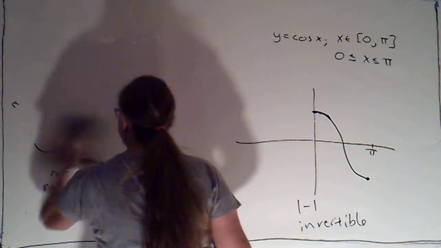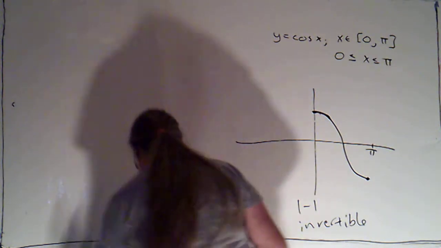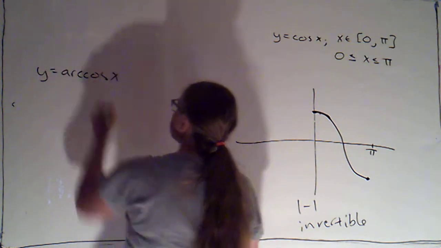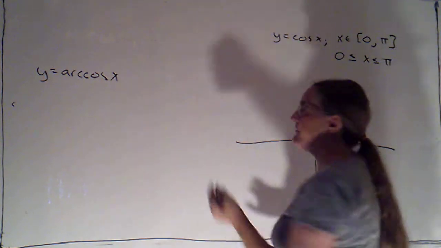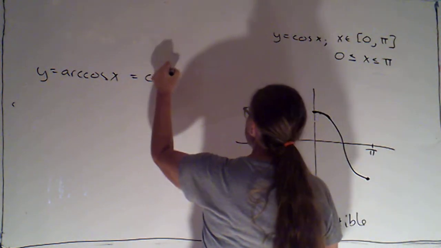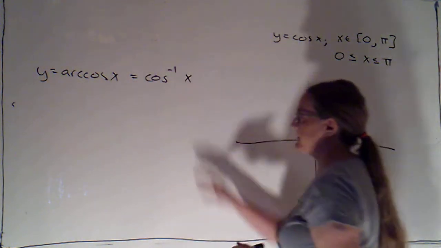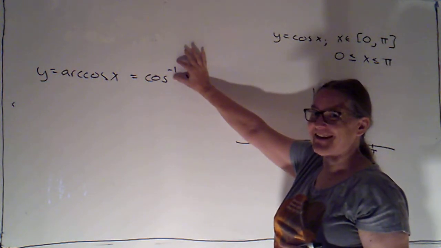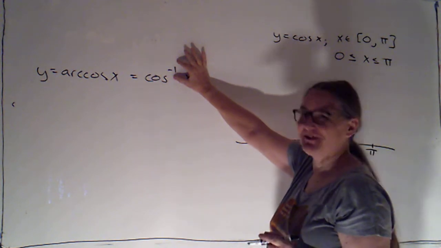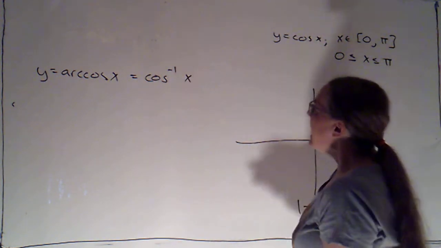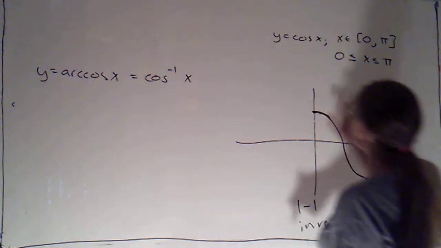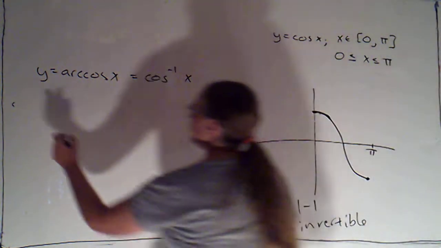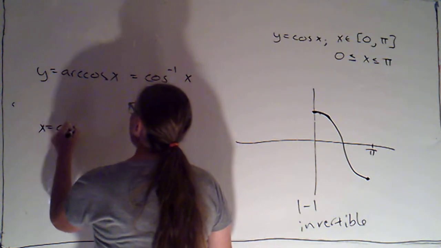So let's define that. So y equals arc cosine of x. That's the notation I prefer, but it's equivalent to cosine inverse of x if you prefer that. Just again, make sure you don't think of that as an exponent. This is not the reciprocal of cosine, it's the inverse. Okay, what this means is I'm going to have this, but with the roles of x and y reversed. So I'll have x equals cosine of y.